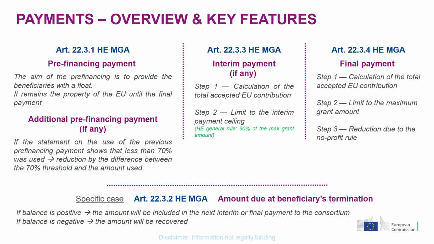So we will compare what he has received from you, from the coordinator, in terms of money distributed concretely to this beneficiary, and what it is entitled to, according to the cost he declares in his financial statement. If the balance is positive for the consortium, there is something to pay from our side as granting authority, and we will include this amount in the next interim or final payment for the consortium. So it will be added at the next payment. On the contrary, if the balance is negative, meaning the beneficiary has received too much as compared to what he is entitled to and reported in his financial statement, the amount will have to be recovered. You will have to pay back the money.